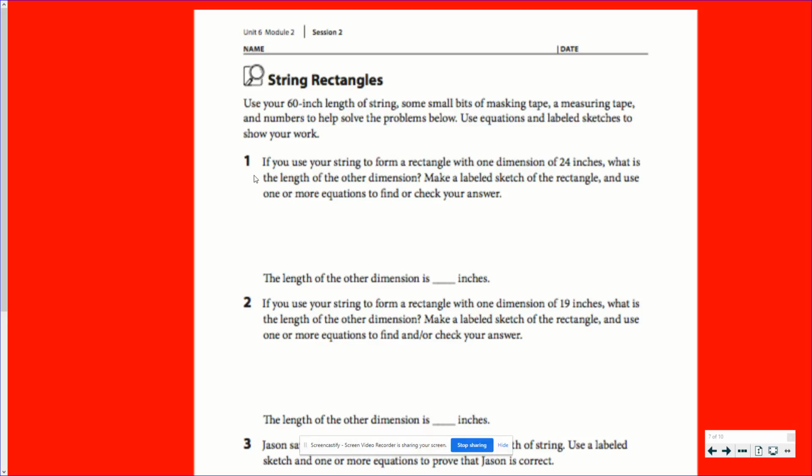If you look at problem number 1, it says, if you use your string to form a rectangle with one dimension of 24 inches, what is the length of the other dimension? This is what I'm going to tell you. The total length of the rectangle that you are going to draw is 60 inches. So keep that in mind. The total length is 60 inches. We know one side is 24 inches. So what I'm going to ask you to do is, instead of worrying about the string, just go ahead and draw yourself a visual.